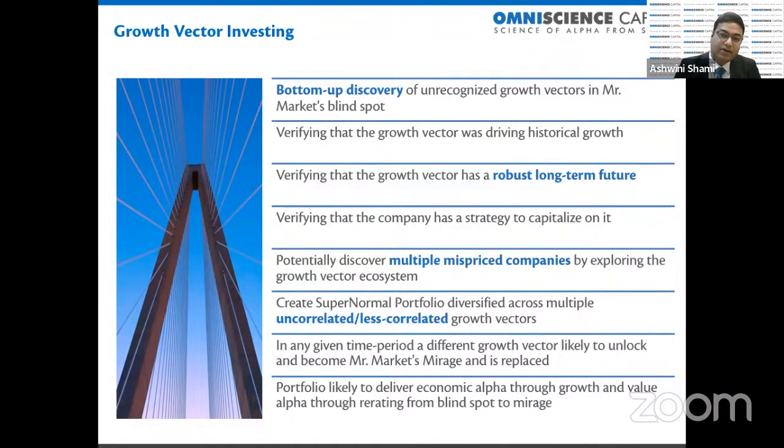It can be identified only with a bottom-up approach, and they need to have a robust long-term future, and they should have shown some kind of capability that they can capitalize on that growth. In the past, they should have shown some historical growth trend, and multiple such growth vectors are what you need to include in your portfolio. So that basically summarizes the scientific investing framework.